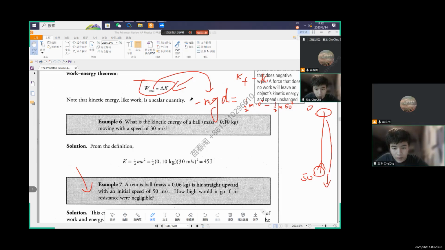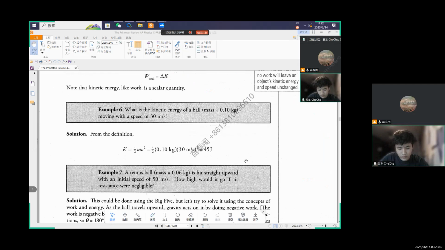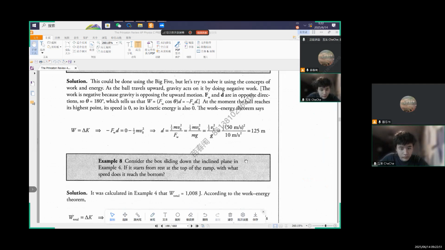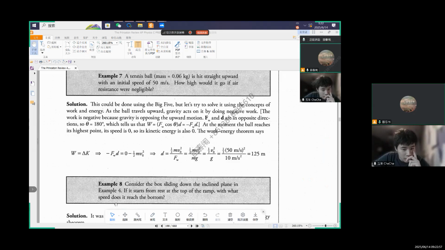We can move on from that one. So this delta K is kinetic energy final minus kinetic energy initial. Delta K sometimes is confusing. We used the big five, which can also prove that, but let's use the new one, because in the future, some problems are not easy to do with the big five, but are easier with energy and work.